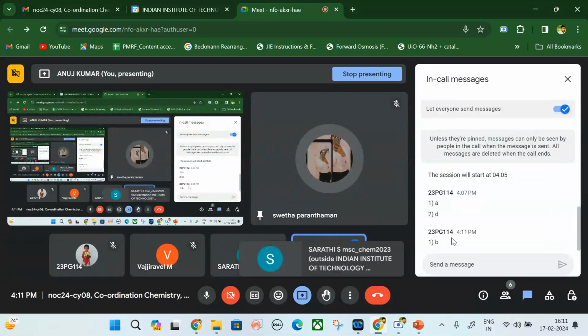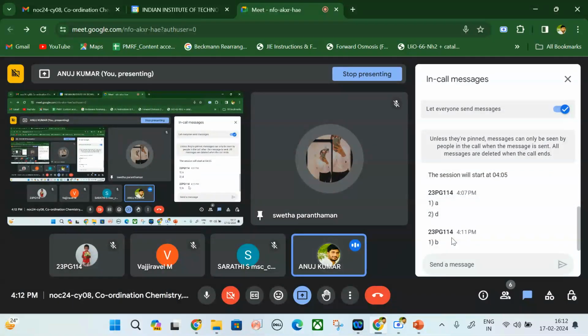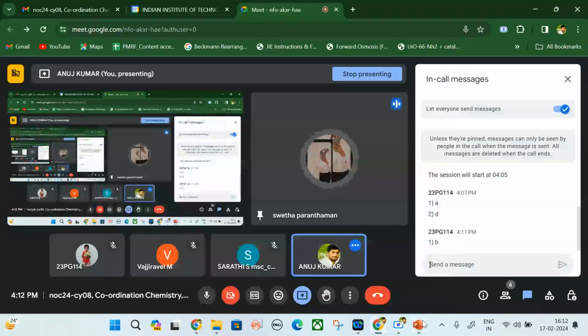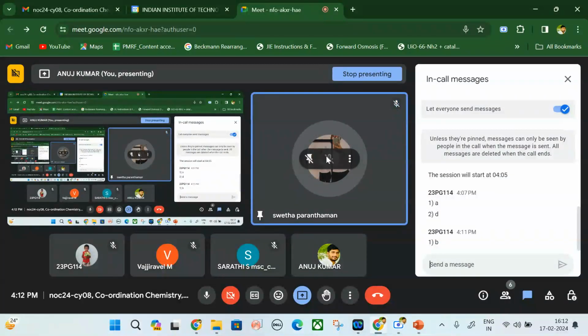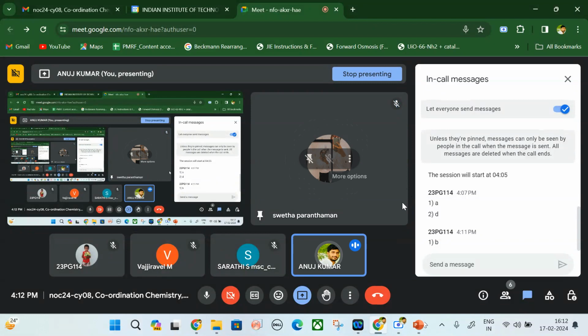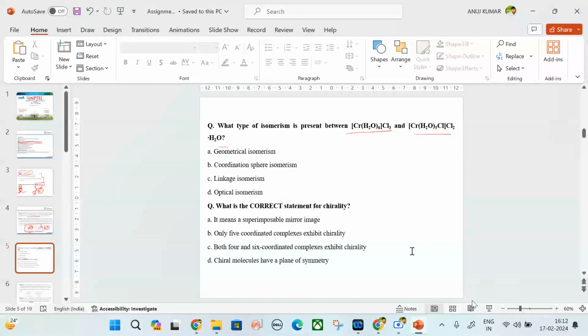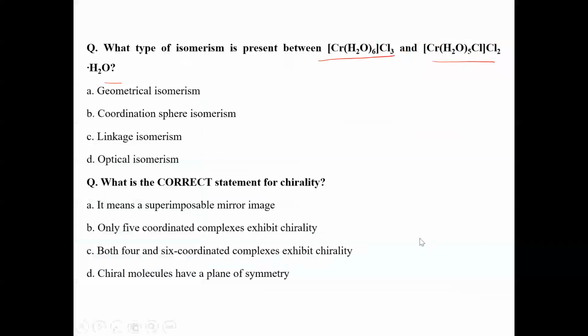Okay, yeah. So for the first one, I'm getting the answer B, coordination sphere isomerism, right? And what about the second one? I request all of you to please mute your mic. What about the second one? That is, you have to identify the correct statement regarding chirality.